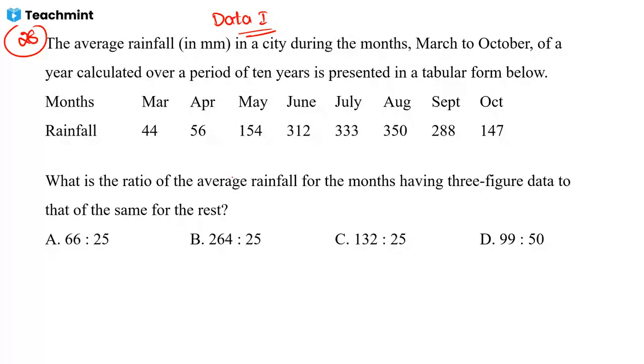Now here, the average of rainfall for the months having three-figure data, this one, and the rest means only these two. Here the average of these two is anyhow 50: 44 plus 56 divided by 2 is 50. So the second one is 50. The first one we have to check. The values are 154, 312, 333, 350, 288, 147. It's not 99, because all values are more than 150. So these two are exceptions.